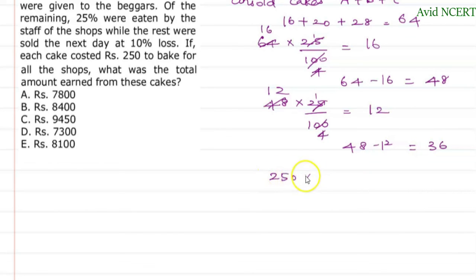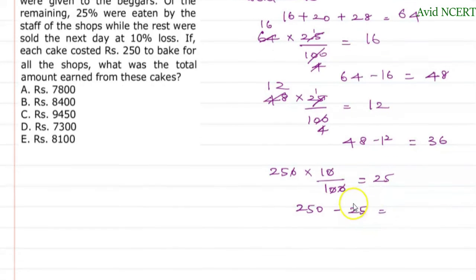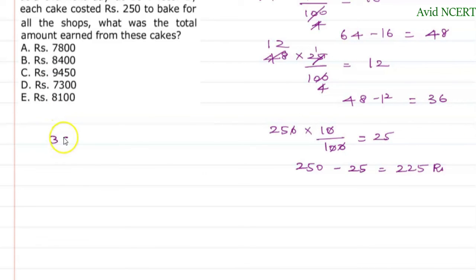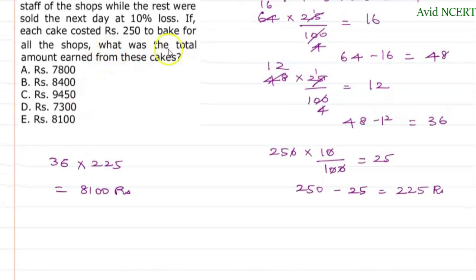So out of this, 10% loss is 10 by 100, which is 0, 0 gets cancelled and 0, 0 gets cancelled, which is 25. So 250 minus 25 is the loss rate, which is 225. So the remaining cakes were sold for 225 rupees. That is, these remaining 36 cakes were sold for 225 rupees each, which equals 8,100 rupees. So the total amount earned from the remaining cakes is 8,100 rupees.